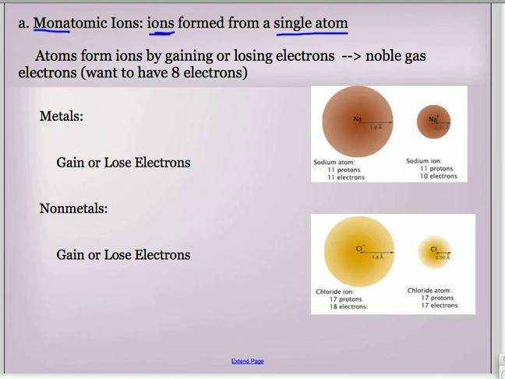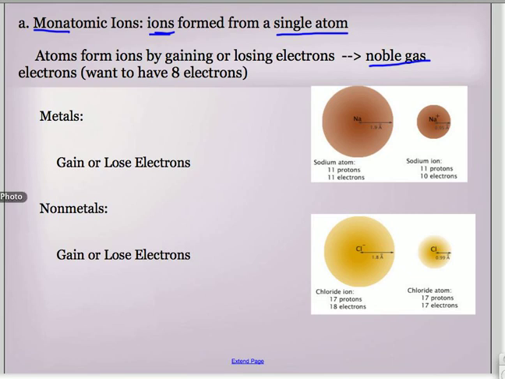And again, remember, everything with chemistry is basically because of stability. So when atoms gain or lose electrons, they're doing it to be more stable. And again, they're trying to be more like the noble gases, because the noble gases are inherently stable. So they're trying to become more like that.